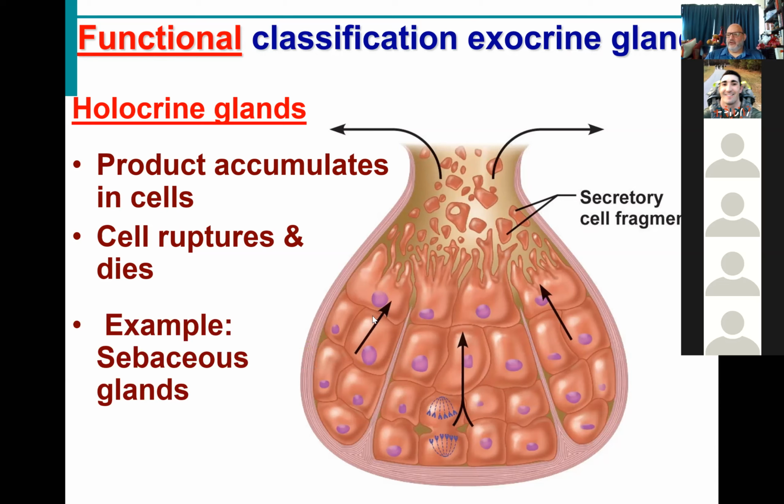All right, so there you go. Those are our three functional classifications or modes of secretion. And we also identified the 8 structural classifications for our exocrine glands. Questions on that?